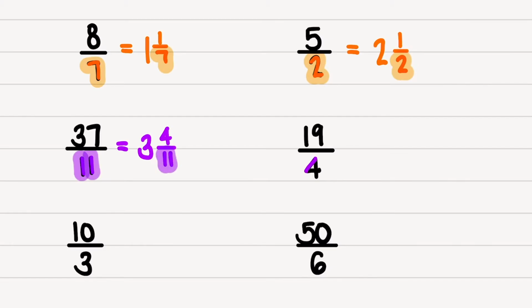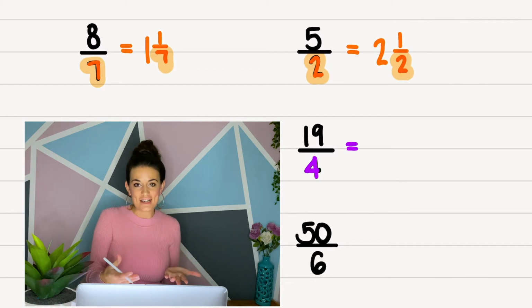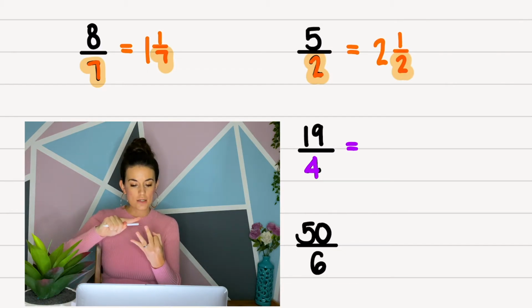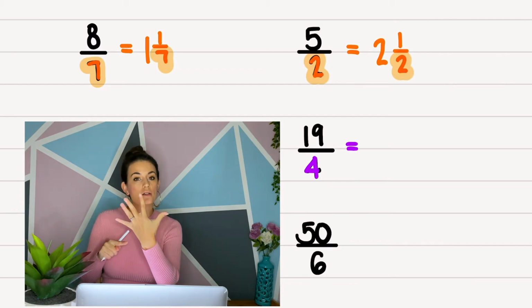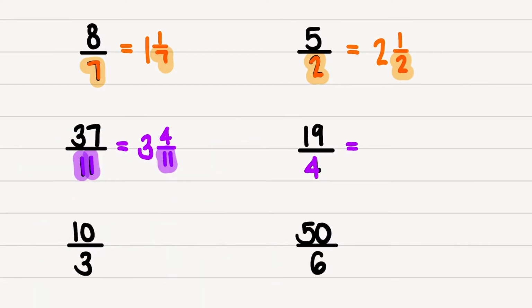In the next one, I have a denominator of 4. So I'm going to say to myself, how many times does 4 go into 19? Well, 4, 8, 12, 16, 20. So 20 is too big, so 5 is too big, so it goes in 4 times. So 4 goes into 19 4 times. 4 times 4 is 16. So that leaves 3 out of 4 remaining, keeping the denominator the 4.